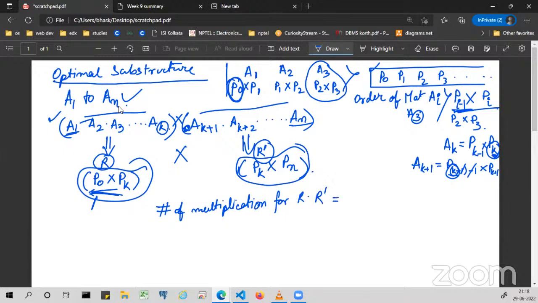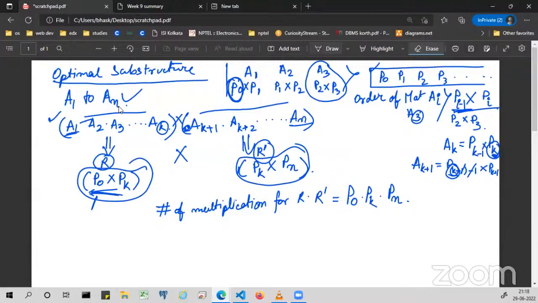Okay. Same logic. We know how many multiplications are required. Take the outer one, take one common and the last one. So if I do that, it is simply P0 into Pk into Pn. So that is the number of multiplications required to multiply R with R dash. Okay, so now can I write something like this? A1 into An, number of multiplications.